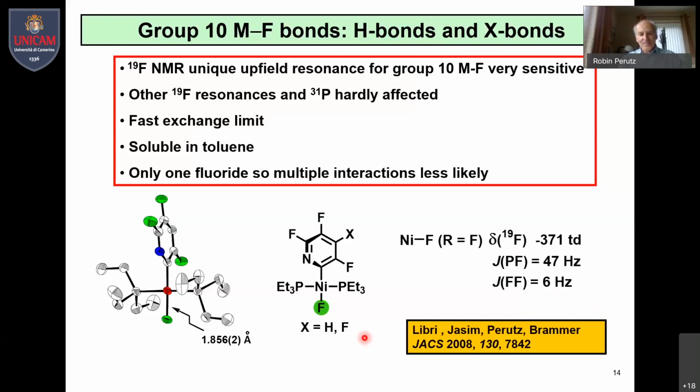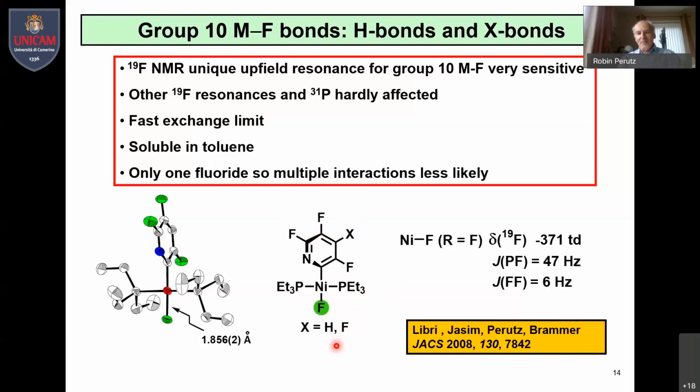And it's incredibly sensitive to the hydrogen bonding, whereas all the other resonances, whether fluorine, phosphorus, or proton, are not sensitive at all. So this complex and ones like it are soluble in toluene, and what we observe is rapid exchange between this molecule and the complex that is formed by hydrogen bonding. I'll show you that in a moment. So we're working in what we call the fast exchange limit, where we have such rapid exchange that we only see an average in the NMR. The molecule only has one fluorine.